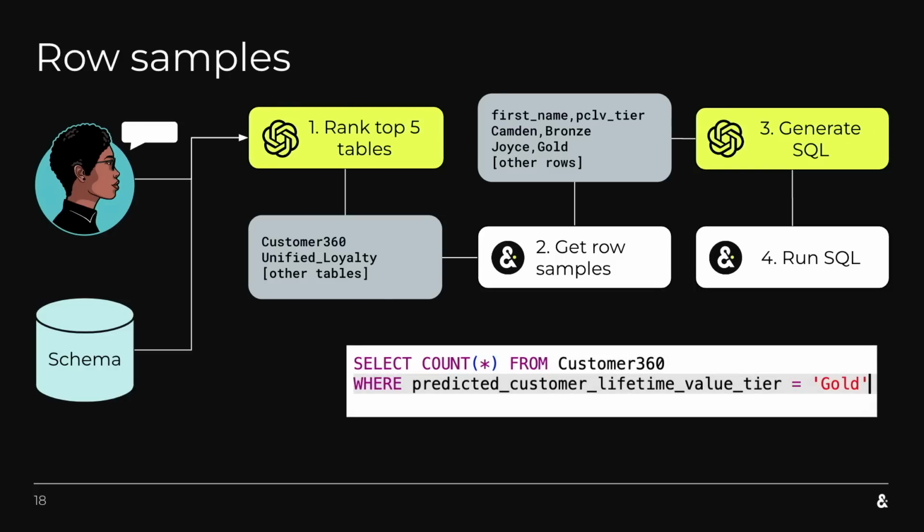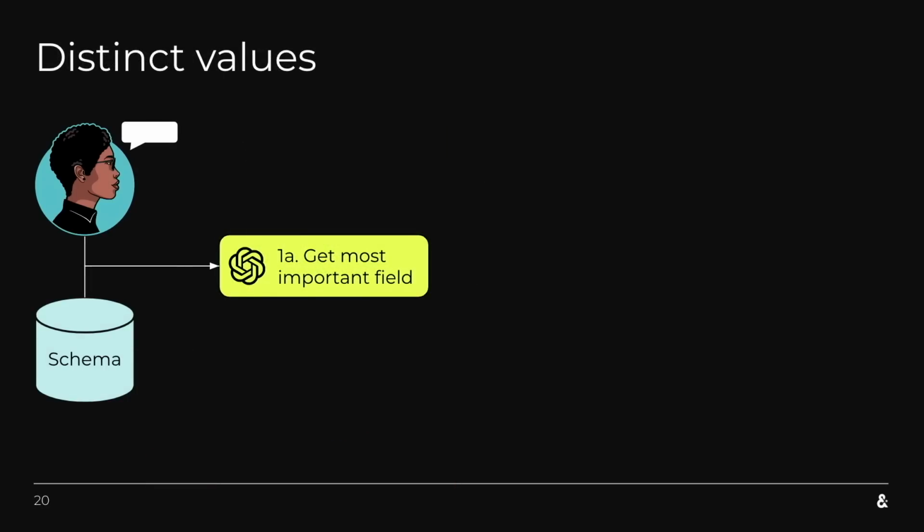And that's because we want platinum and gold. And in the samples that we have above, we only have bronze and gold as part of the samples that were passed to the SQL generation step. So this actually isn't sufficient for us to answer the question. So we knew we needed something more.